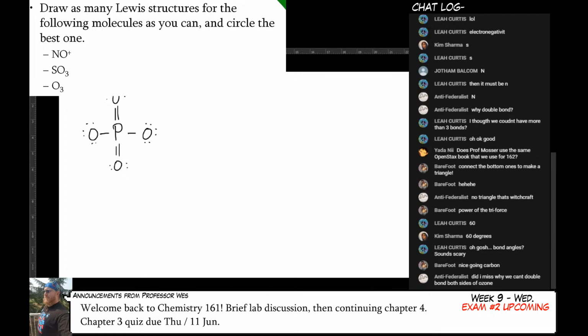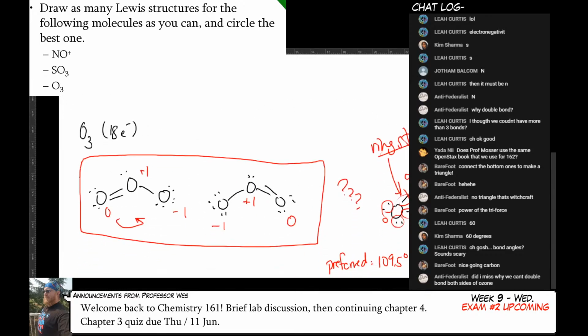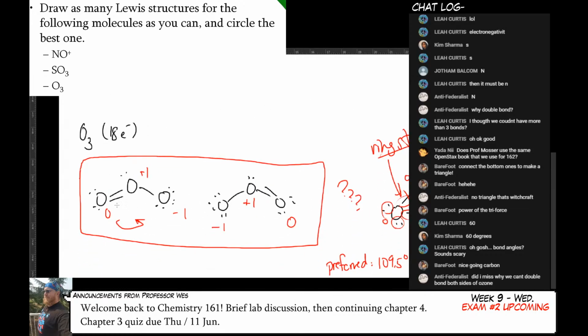Here's just some Lewis structure. If you double bond both sides of ozone, then this oxygen in the middle will break the octet rule. Because that would totally solve all of our problems, except for the small fact that I would have 10 electrons around oxygen, which is not okay because I can't put them there.